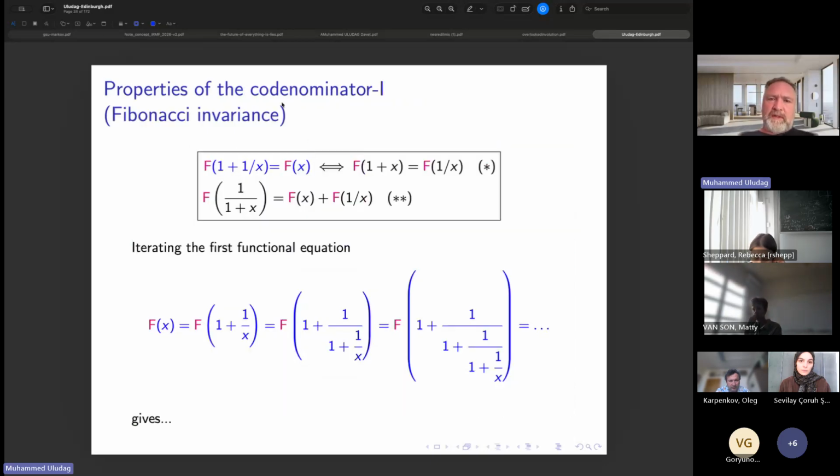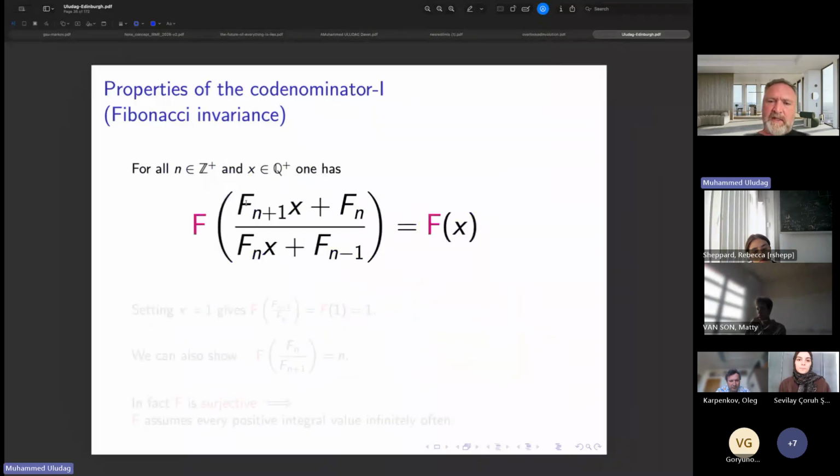So, what are the properties of this codenominator function? The first property is what I call the Fibonacci invariance. We have this functional equation, which we can iterate. So according to this equation, f of x equals f of 1 plus 1 over x. But if I iterate this, I obtain that this equals this equals this, etc.